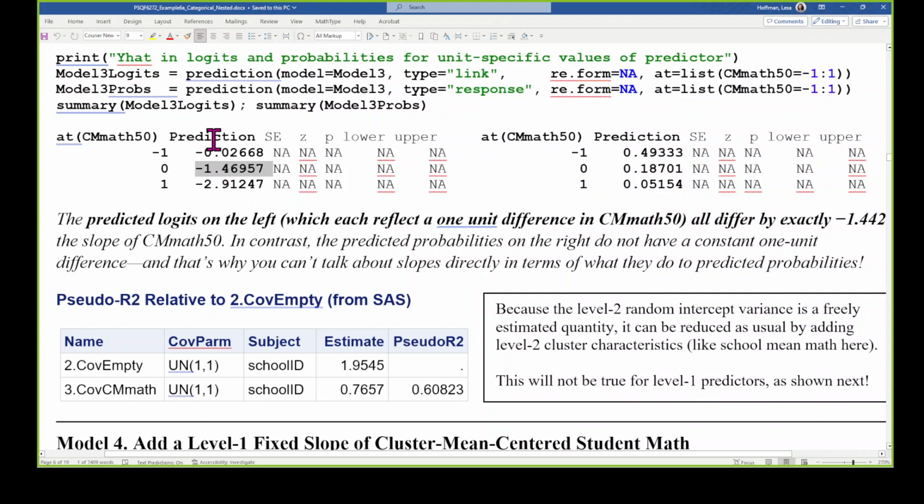It's the change in the logits for a 1-unit change in the predictor. If I take these predicted logits, though, and I unlogit them, inverse link them back down to probability, the difference in these probabilities is not constant for a 1-unit change in the predictor. So that's why you can't take a slope and talk about it in terms of probability. It does not work. What you can do is take your slope and logits, use it to generate predicted outcomes, and then convert those predicted outcomes into predicted probabilities to talk about them. Order of operations.